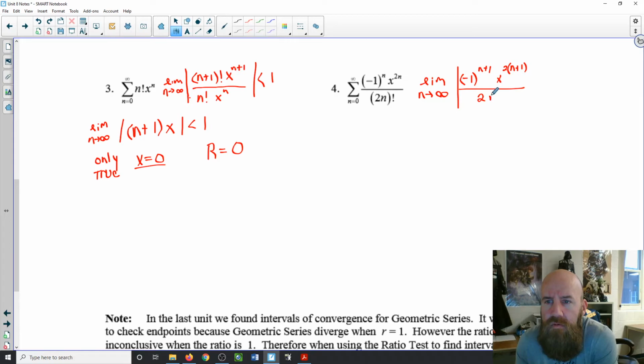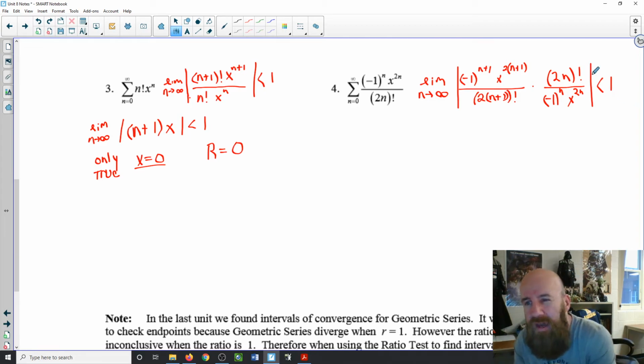over, same deal here. Now we need another parenthesis. So again, that's going to be 2n plus 2 quantity factorial, times the reciprocal of the original: -1 to the n and x to the 2n. All right, so again, we're looking for this thing to be less than 1. So let's cancel what we can cancel.